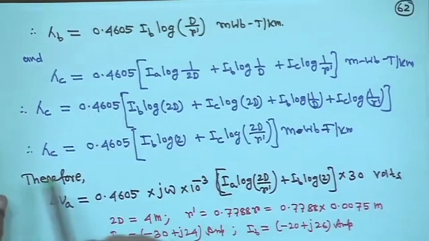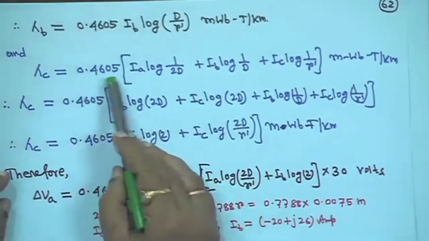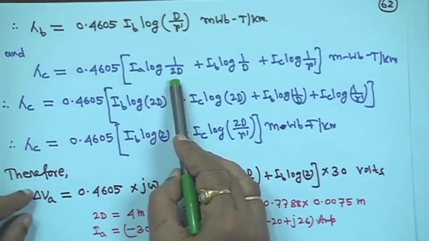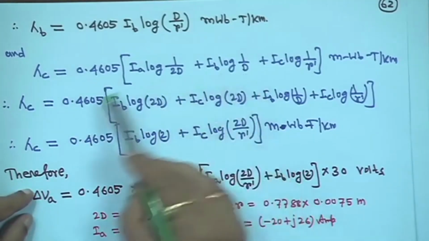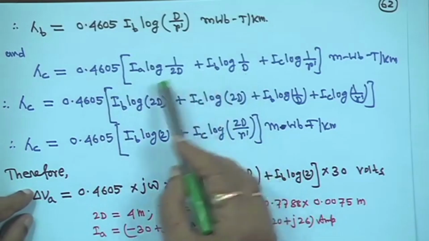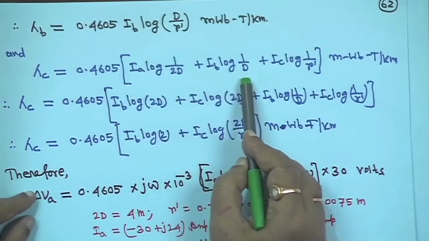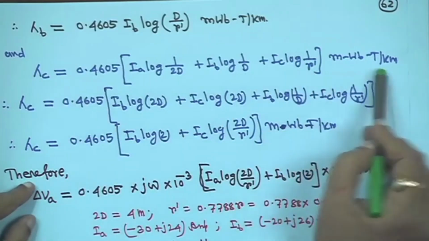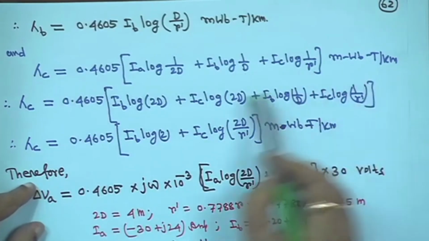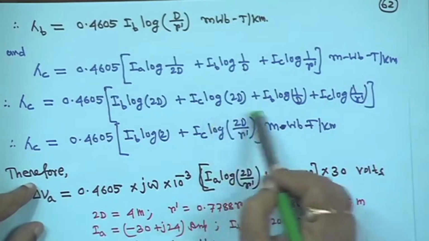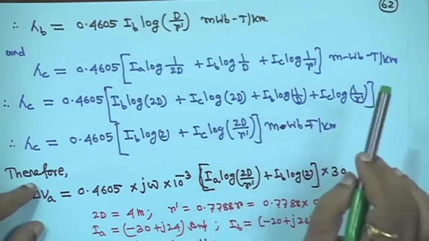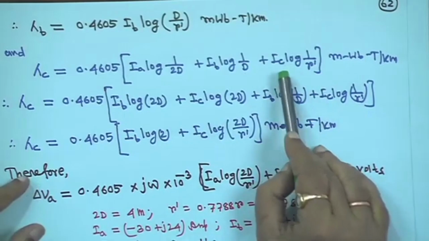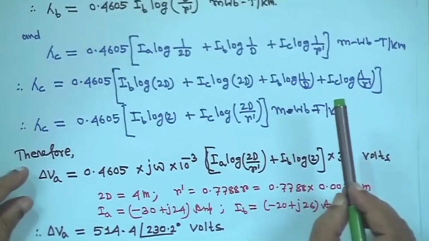Similarly, lambda C also you make 0.4605 [IA log 1 upon 2d, right, because C to A distance is 2d, then plus IB log 1 upon d plus IC log 1 upon r dash], because for lambda C it is IC log 1 upon r dash, milliweber turns per kilometer. Here also follow the same thing, that IC is equal to minus (IA plus IB), you substitute in this expression here only, then simplify, right.